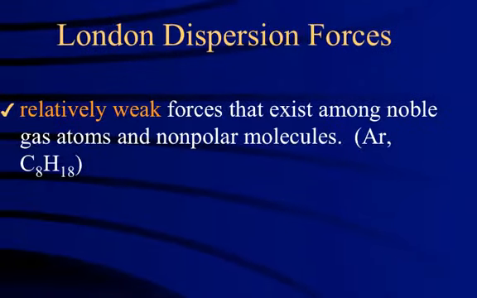So London dispersion forces are just like a hydrogen bond, but they're very, very fleeting. So these are relatively weak forces, weak in that they don't last for very long, between nonpolar molecules and also noble gases. So things that will never ever be polar, argon, that C8H18 is octane, a component found in gasoline.